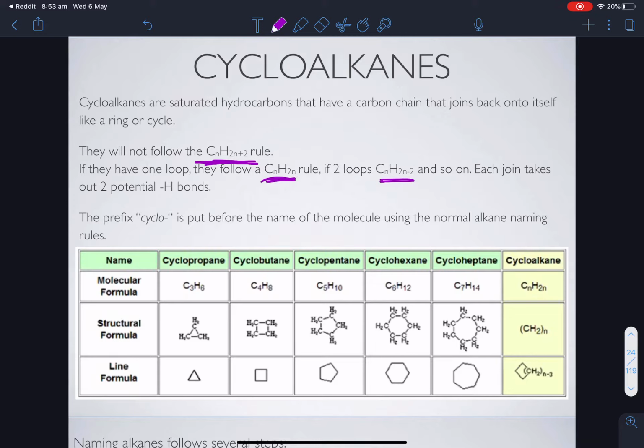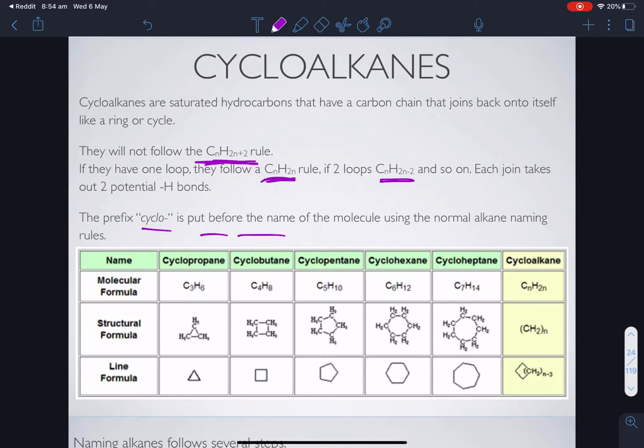But they fit the CnH2n rule, and they're still an alkane because it's carbon-to-carbon single bonds, but you lose those CH3s on the end. You can't have a CH3 on the end because there's no end to the chain. So it's just a series of linked CH2s in a circle. So what we do to name these is we just use the prefix cyclo before the name, okay? So cyclo first, and then the other prefix for the number, and then the ane at the end.